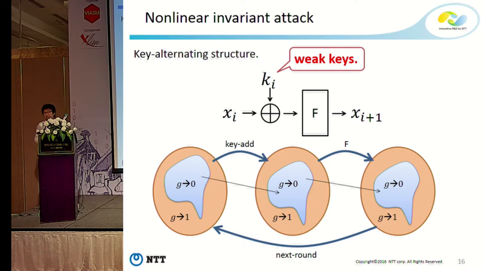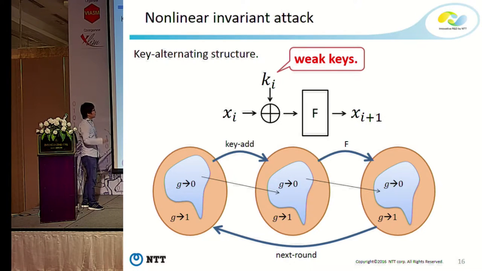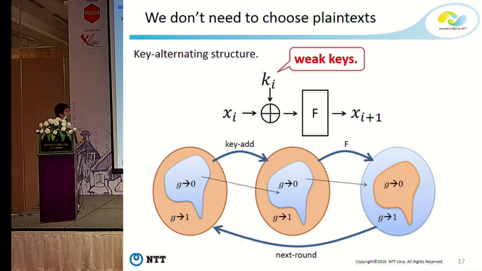The nonlinear invariant attack is similar to the invariant subspace attack. But the invariant subspace attack uses such a subspace, while the nonlinear invariant attack uses a subset satisfying that the output of G is 0 or 1. This element maps here, maps here, and repeats. In the nonlinear invariant attack, it is no problem if this subset goes to that subset, because we use G, and the function G is a balanced function. Thanks to this structure, the invariant subspace attack is a chosen plaintext attack, but the nonlinear invariant attack is a known plaintext attack.